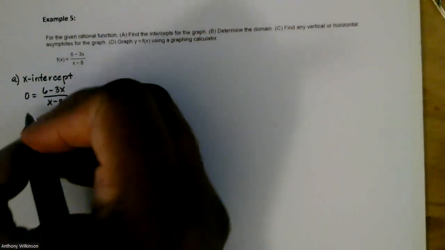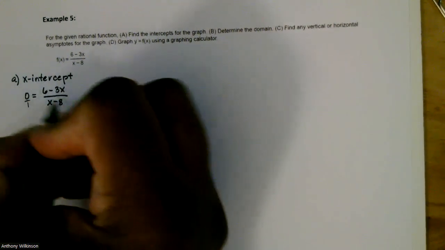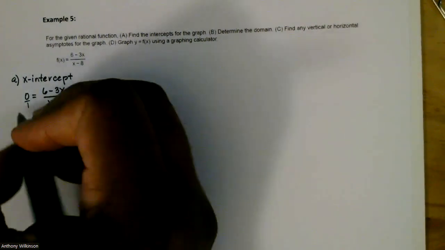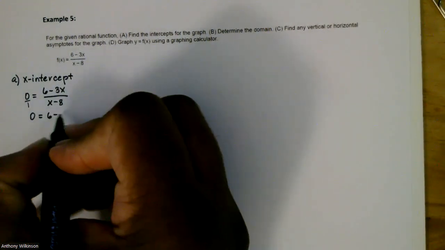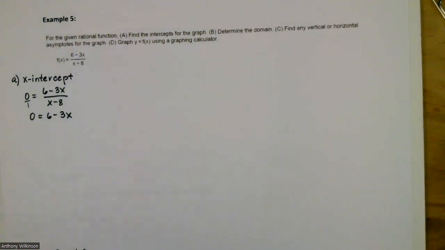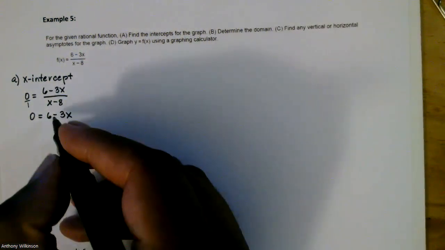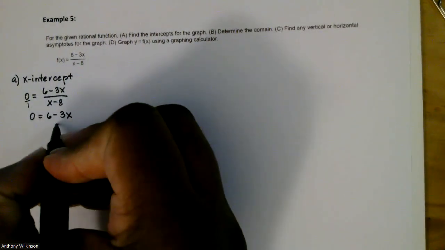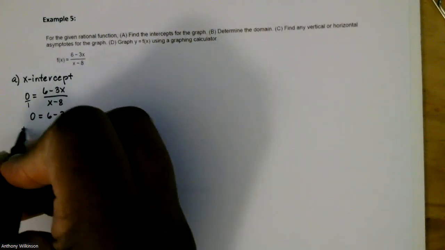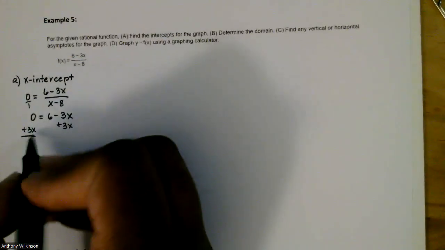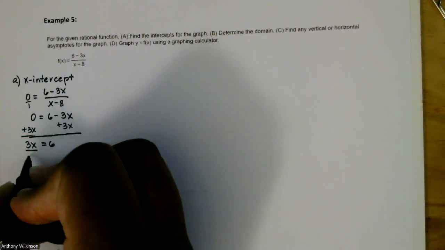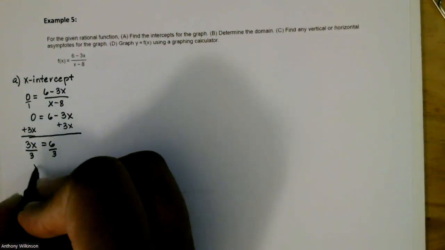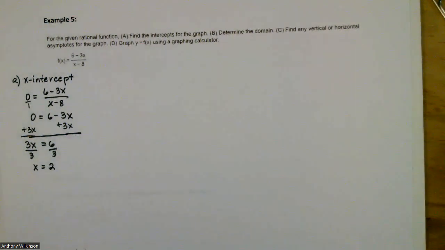So in this case here, if I put 0 over 1 and do some cross multiplication, 0 times that x minus 8 would just still be 0, equaling 1 times 6 minus 3x, which is 6 minus 3x. And what I'm going to do is move that minus 3x over to where that 0 is by adding 3x to both sides. That way I won't have to deal with a lot of negatives here. This will be 3x is equal to 6. Divide both sides by 3. You'll get x is equal to 2. So your x-intercept is just going to be 2.